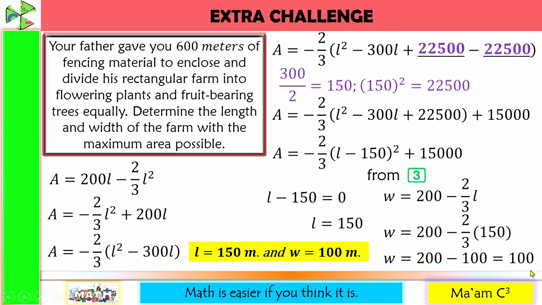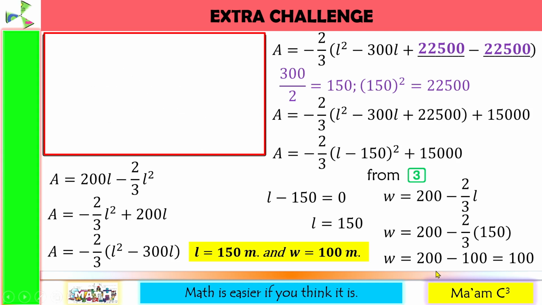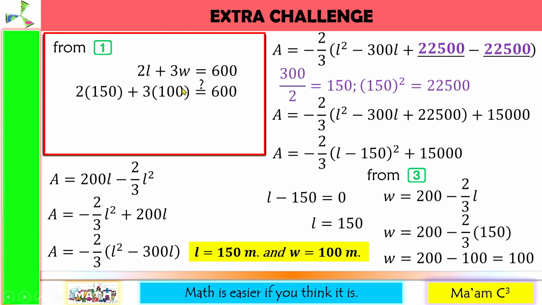Let us do a quick check-in here. From equation 1, 2L plus 3W is equal to 600. Let us substitute our values, 150 for L and 100 for W. Are they equal? 2 times 150 is 300 and 3 times 100 is also 300. 300 plus 300 is equal to 600. And yes, they are equal. Therefore, our answers are correct.